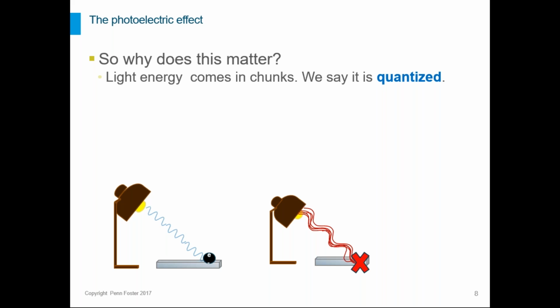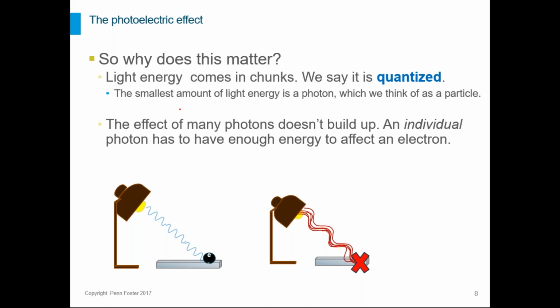Okay, so there are certain amounts of energy that light can have, and it can't really be in between those amounts. The smallest amount of light energy is 1 photon, and that's kind of what we think of as the particle for light. So this experiment shows us that light can't just be a wave, so it has to have particles. And we call those particles photons. And again, just to reiterate, the effect of many photons can't build up. An individual photon has to have enough energy to affect the electron.